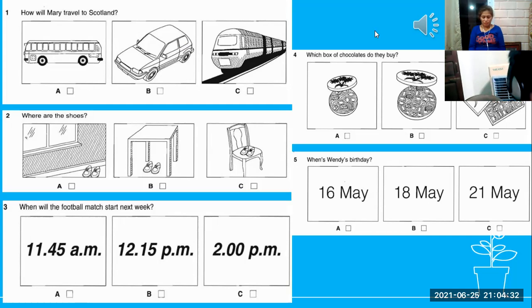Two. Where are the shoes? Mum, have you seen my brown shoes? Yes, they're under the table. No, they're not. I left them on the chair this morning, but they're not there now. There they are, under the window.